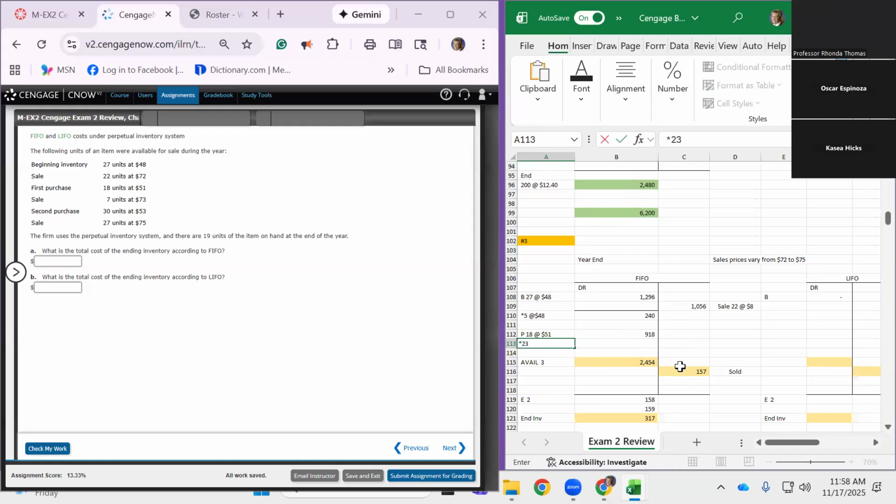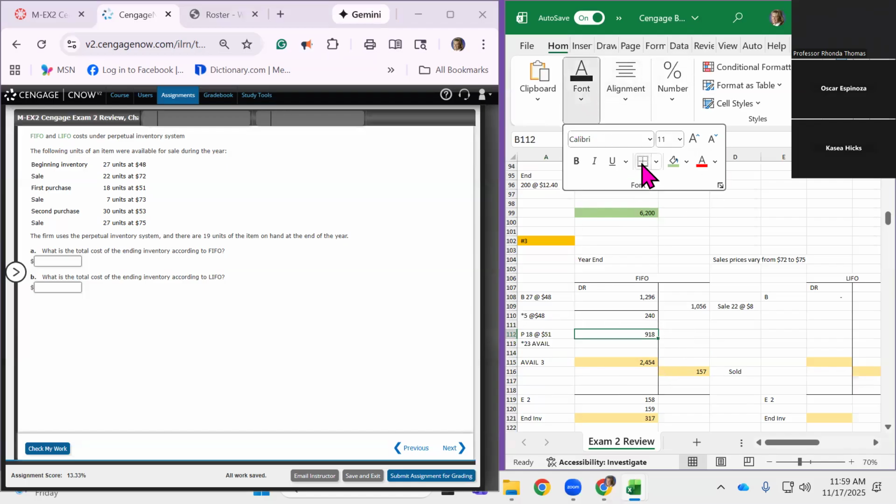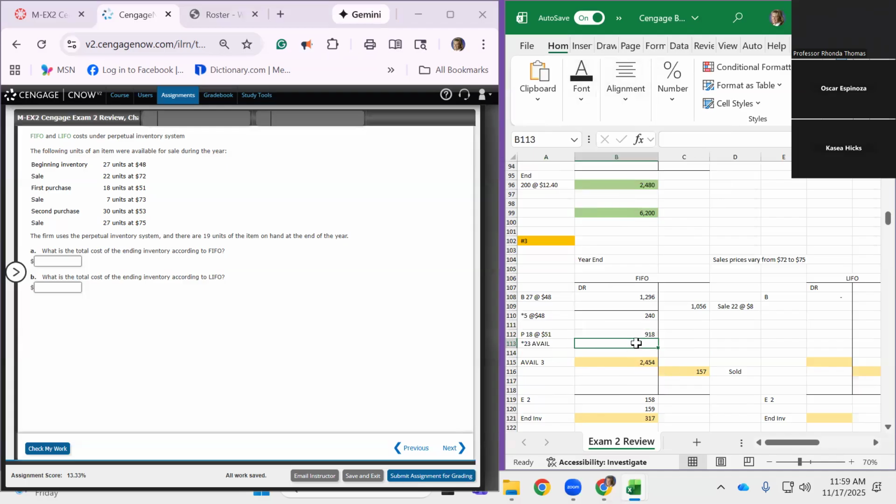So we got 23, and it's going to be a mixture of both of those, right? So you have to repeat what this is. So I'm just going to put 23 available, but you'd have to look at them based on their actual costs. And I'm going to add these two together to get a total of the inventory after the first sale. Okay.